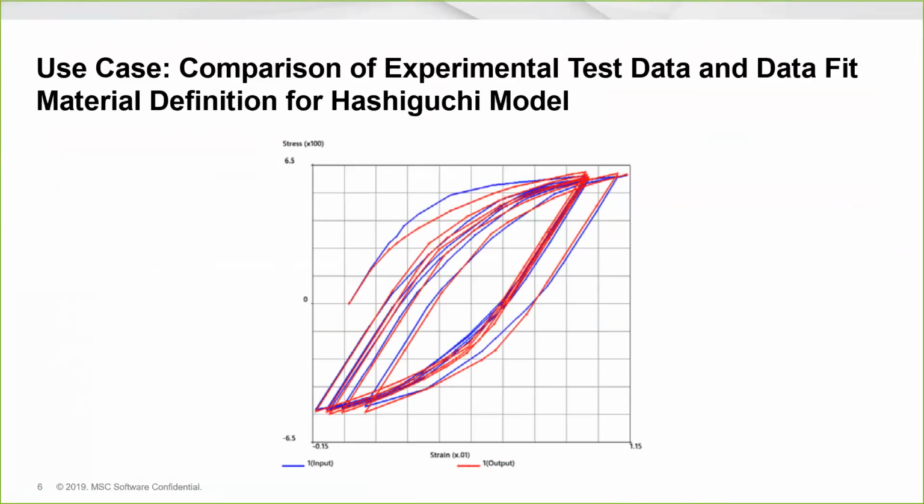Here's our comparison that we did, one of our comparisons that showed the experimental fit with the actual experimental data, with the blue being the experimental data and the red being the fit that we made to that. So we had pretty good agreement through multiple cycles.